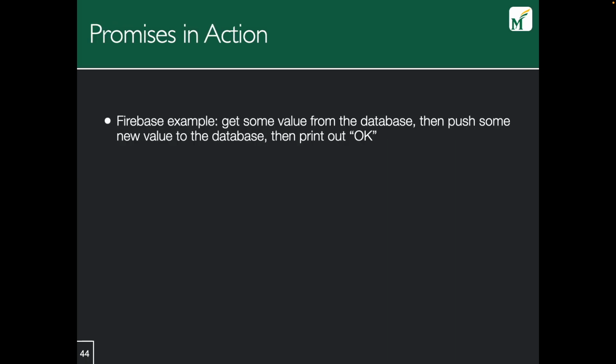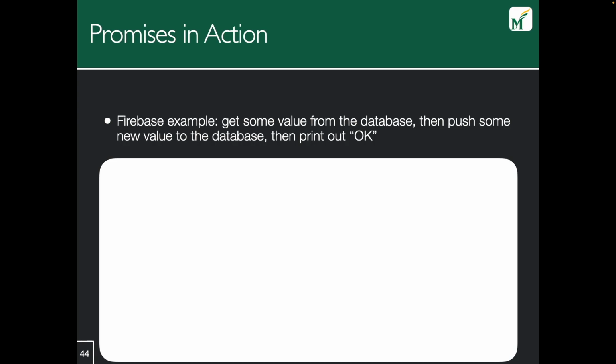So let's take a look at promises in action here. Later on in this course, we're going to be talking about how to store data for web applications, and one of the ways that we're going to do this is through a real-time database provided by Google called Firebase. So you can just think of Firebase here as a database. So essentially what we're going to do here is get some value from that database, and then we're going to push a new value to that database, and then we're going to print out OK.